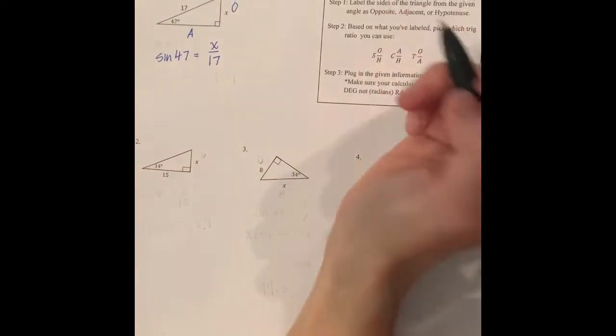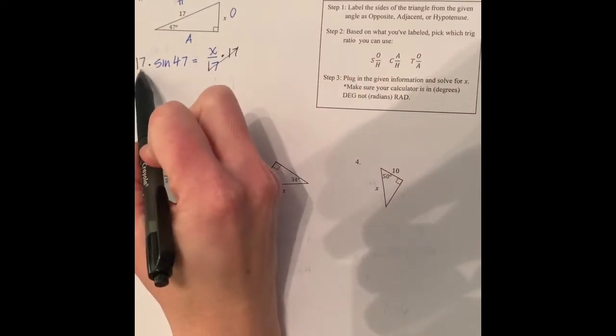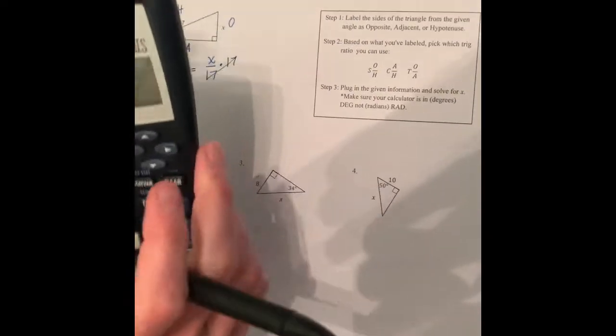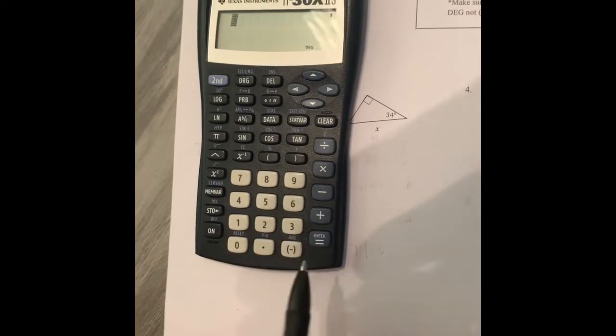And so we can solve by multiplying each side by 17. And so now we know our missing side length is 17 times sine of 47. So when using your calculator, I know Miss Harden posted something on Google Classroom about the Desmos calculator.